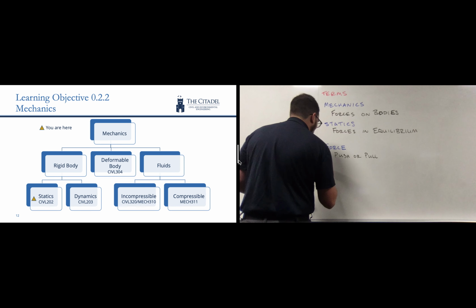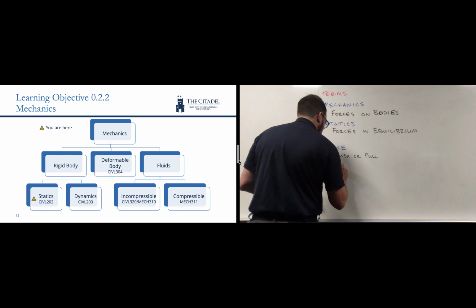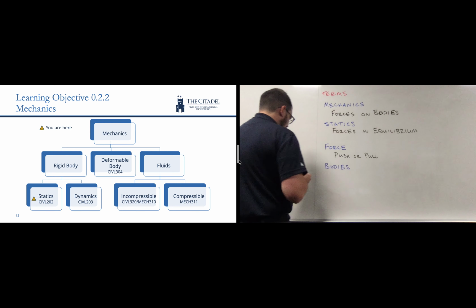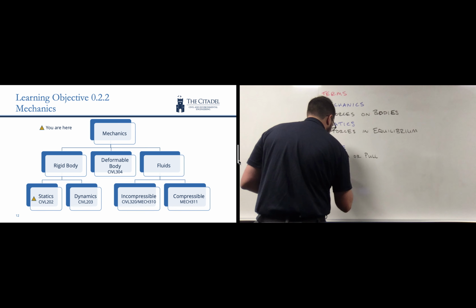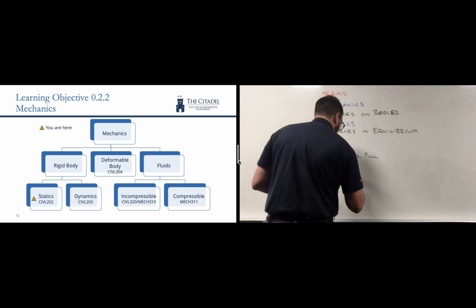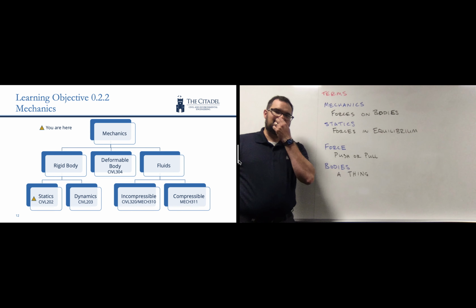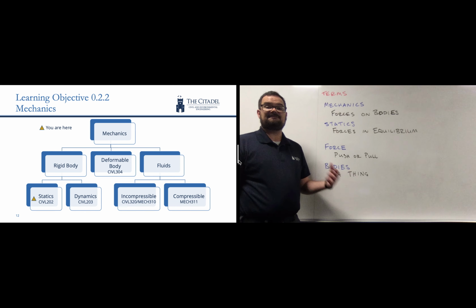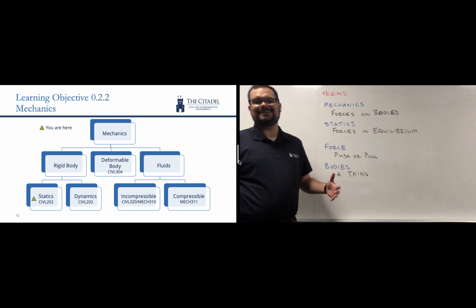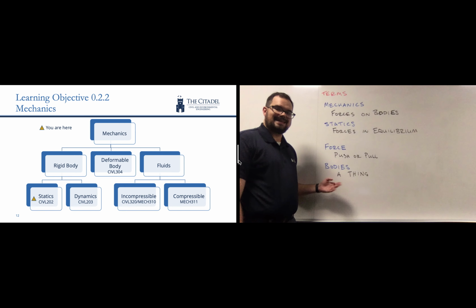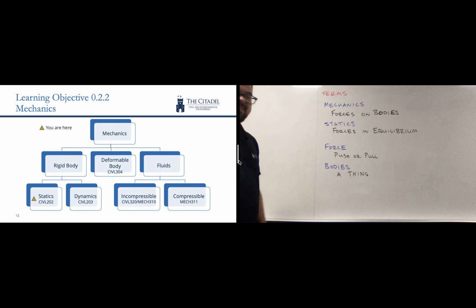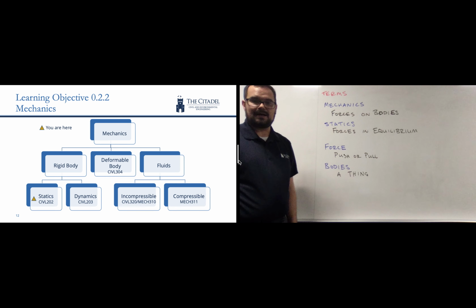When we talk about bodies, a body, we're talking about it's just a thing, an object. So we could be talking about big bodies, bridges, buildings, that sort of thing. We could be talking about little bodies, bolts, plates. We could be talking about fluids. We could be talking about any sort of thing. So a body, a thing. So push or pull on a thing, forces on bodies.